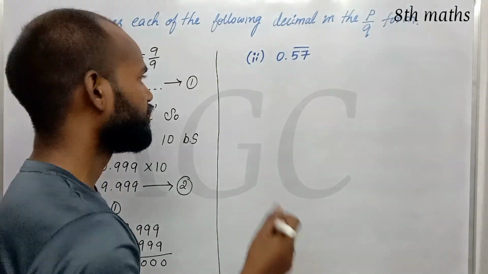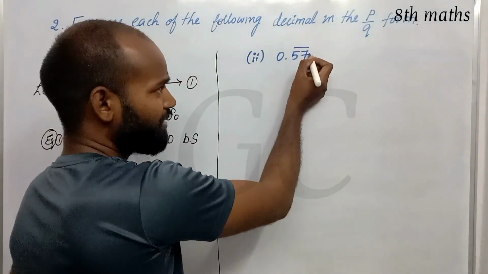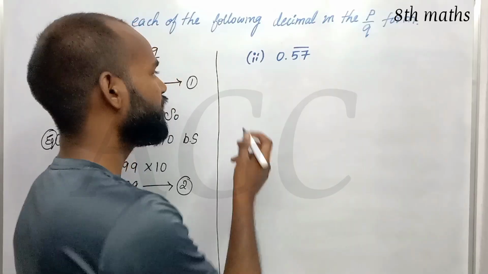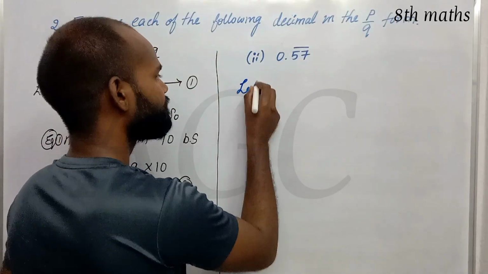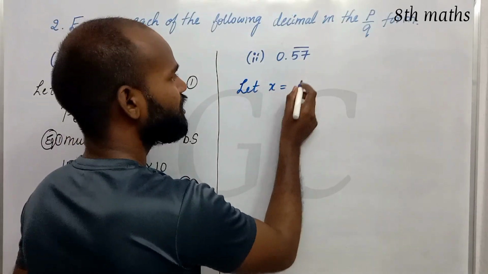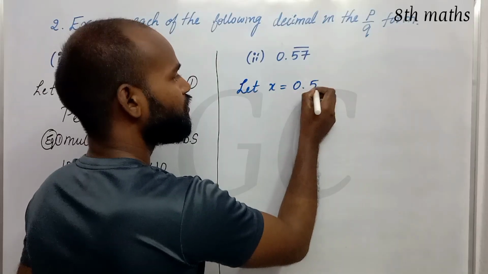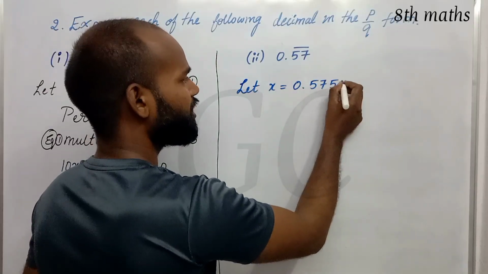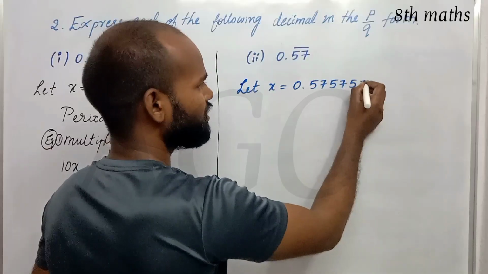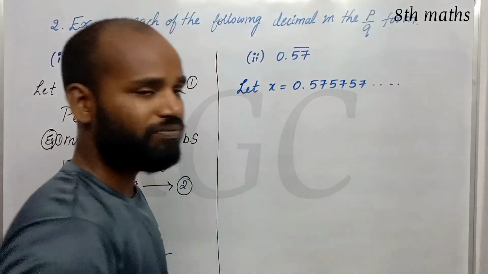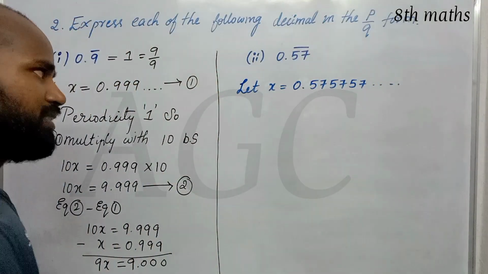0.57 bar. So here 5 and 7 under the bar. So it means that let x equals to 0.5757, repeating here. 2 digits were repeating. That's the reason he kept the bar for 2 digits, 5 and 7.